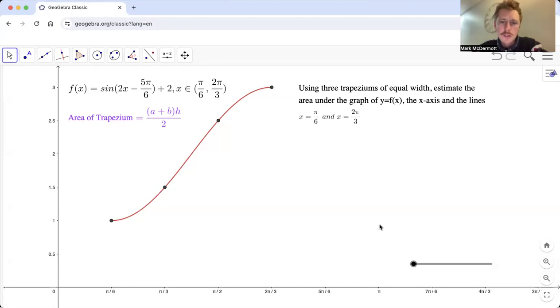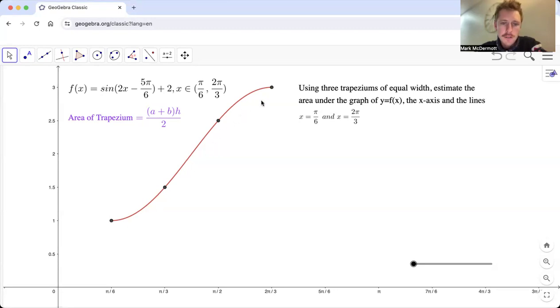So I just wanted to jump straight into an example. I think you'll see the logic behind it as we go. It says: using three trapeziums of equal width, estimate the area under the graph of y equals f of x, the x-axis, and the lines x equals pi on 6 and x equals 2 pi on 3. So we've got this function here, f of x equals sine of 2x minus 5 pi on 6, plus 2, between pi on 6 and 2 pi on 3.